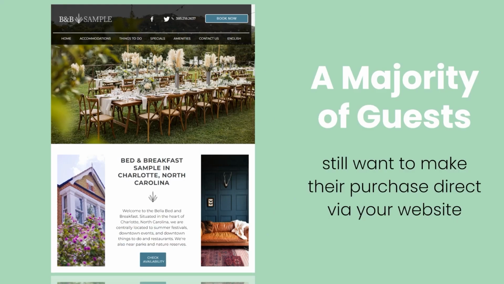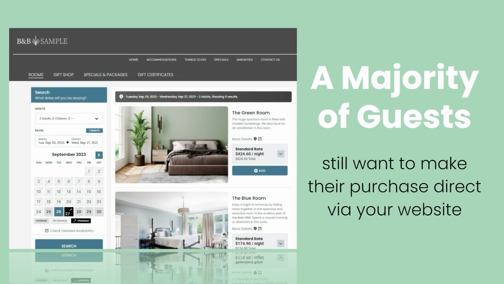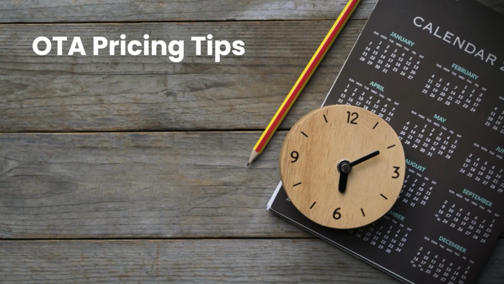Bottom line, a majority of your guests still want to book direct. So make sure that you have a good-looking website and online booking engine. Plus, a great pricing strategy is to have a lower book direct rate than what you're listing on the OTA. Here are some basic tips when using OTAs.